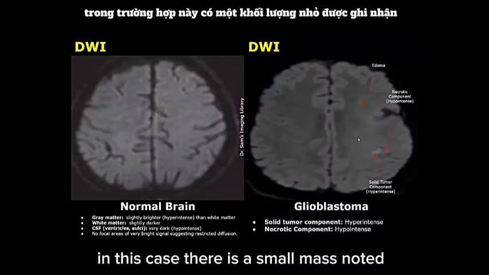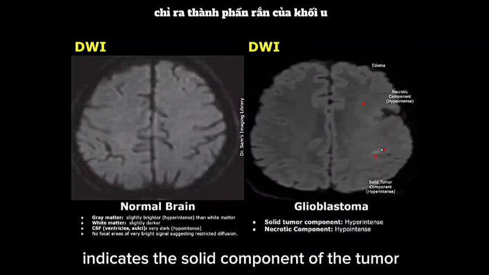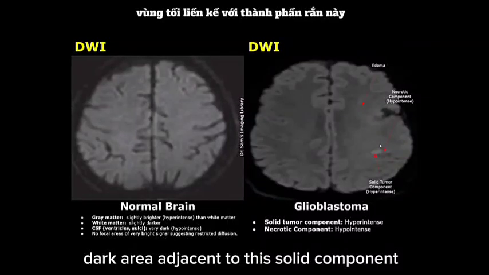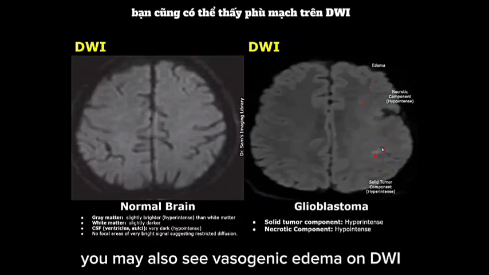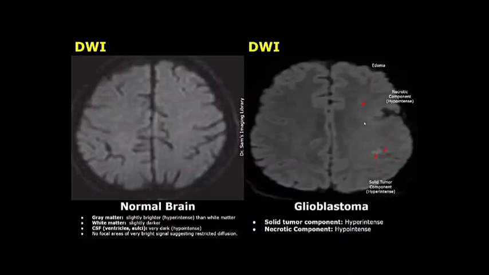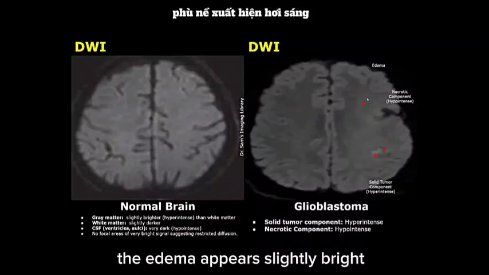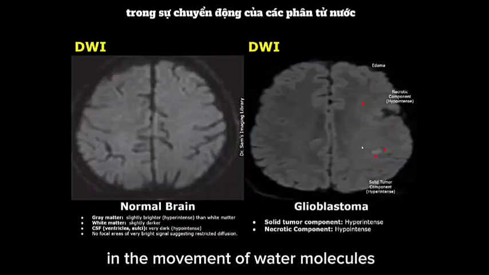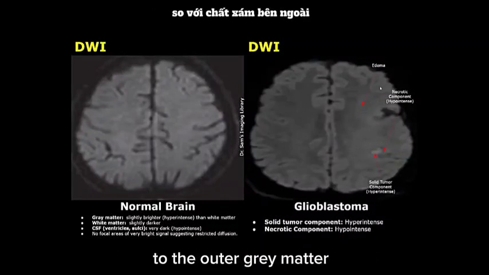In this case, there is a small mass noted. The bright area indicates the solid component of the tumor. There is a small dark area adjacent to this solid component. This is the necrotic component. You may also see vasogenic edema on DWI, but it is more prominent on ADC. The edema appears slightly bright because of swollen brain cells which lead to some resistance in the movement of water molecules. It appears somewhat isointense to the outer gray matter.